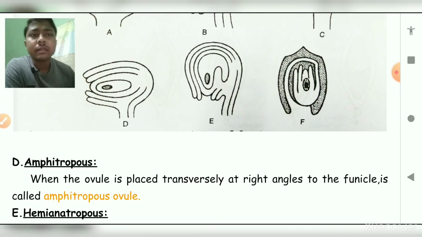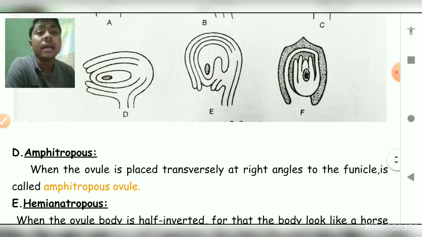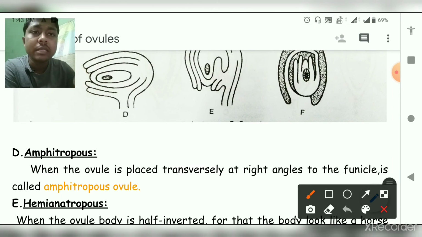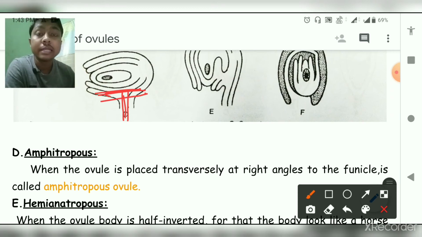Okay, here the D shows you the amphitropous ovule. When the ovule is placed transversely at a right angle to the funicle, meaning the total body of the ovule is transversely placed according to the funicle, this type of ovule is called amphitropous ovule. So here this is the body of the ovule, and the body of the ovule is completely transverse according to the funicle. Okay, so this is completely transverse, here the T-shaped form. So that's the reason it is called amphitropous ovule.